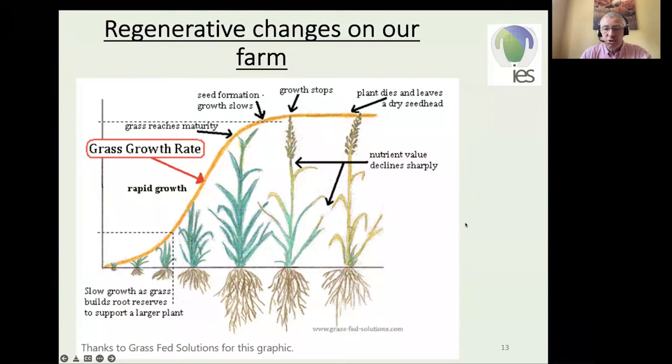It leads to a selection pressure favoring the least palatable plants. The conventional solution to this is to keep adding fertilizer and to cultivate and reseed the pasture with new grasses every few years.